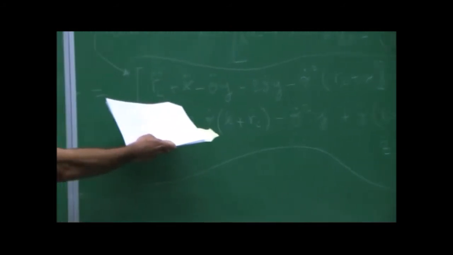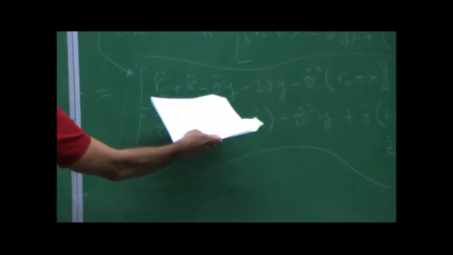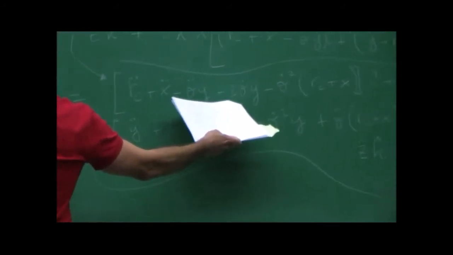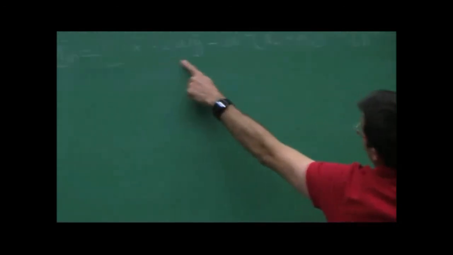The first term, RC double dot, goes away. X double dot is there. Minus, no, this goes to 0. It's a theta double dot. Minus 2 omega y dot is right there. And then I have this, which becomes an omega squared (RC plus x). So it makes sense. Okay?